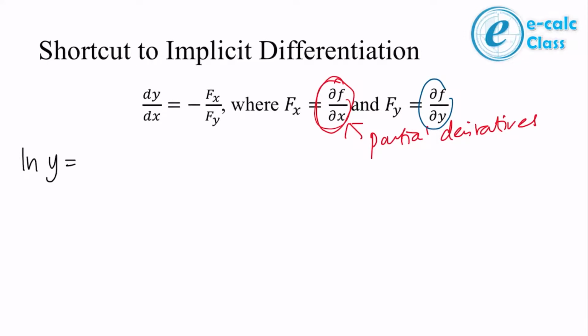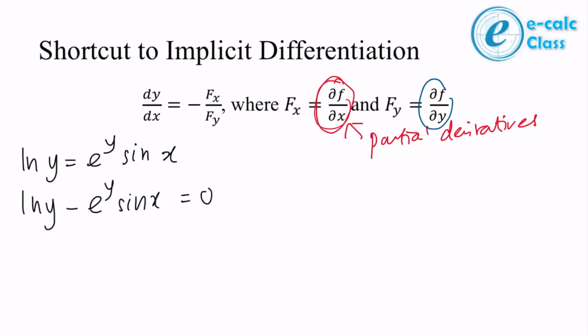ln y equals e^y sin x. So the first step is to clear everything to one side, which means I will shift this one to one side. It doesn't matter, you can also shift ln y to the other side, because the goal here is to make a function in terms of x and y. And this is a multivariable function.